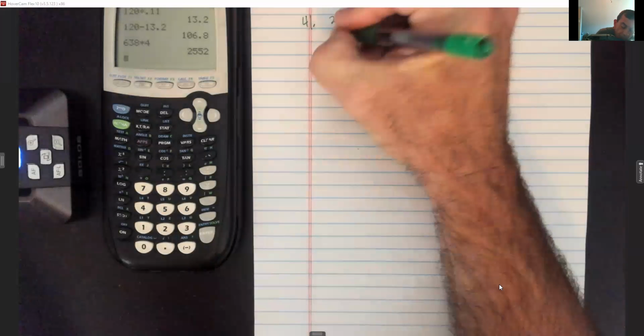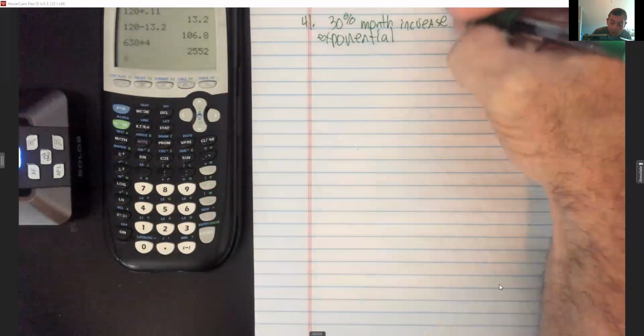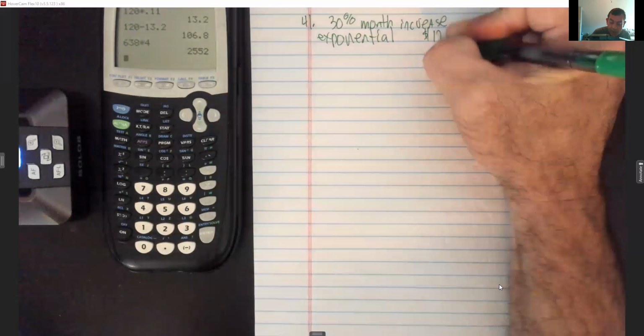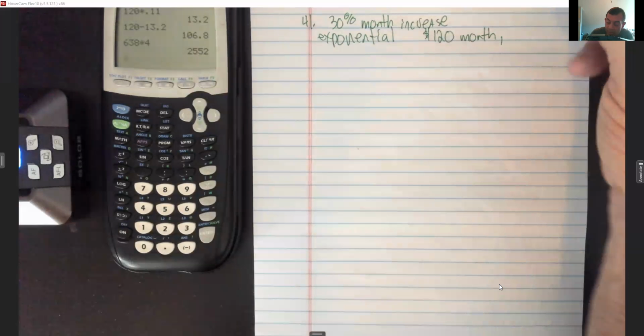All right, 41. During the worst periods of hyperinflation in a certain country, the price of food increased at a rate of 30% per month. So 30% month increase. State whether that's linear or exponential. Well, it's percents, so this is definitely exponential. So if your bill was 120, so it was 120 a month, what will it be 3 months later?